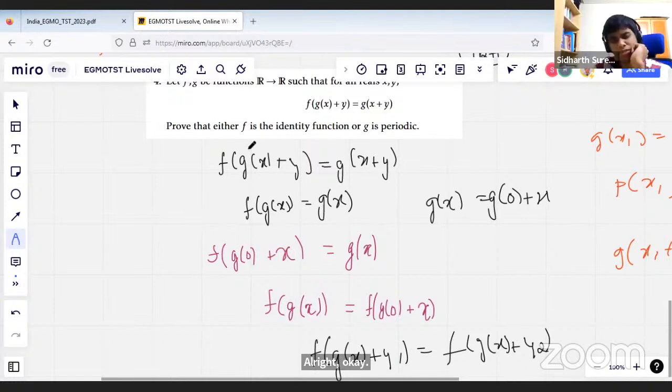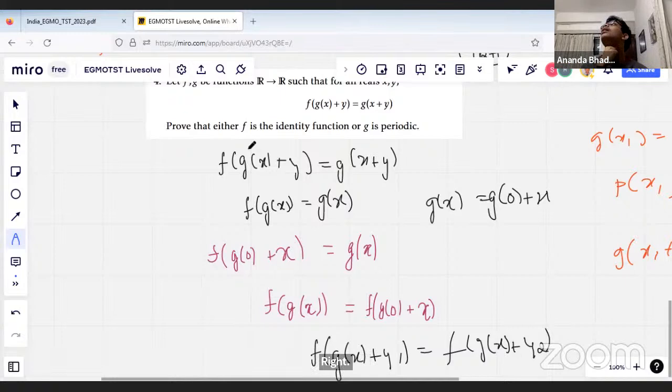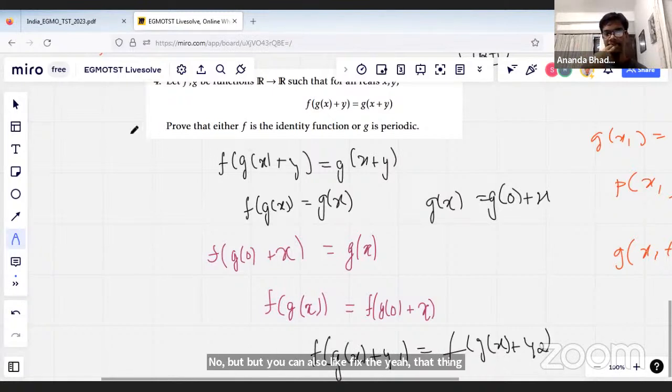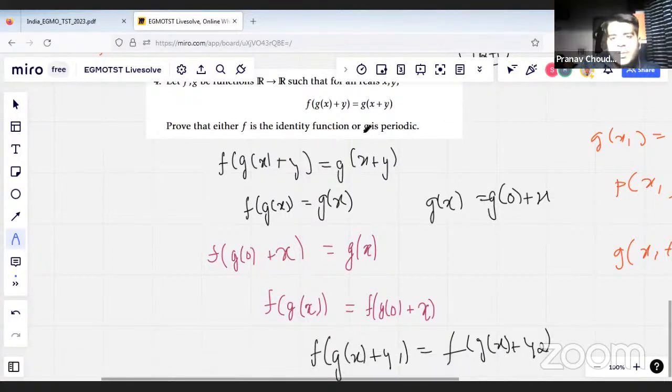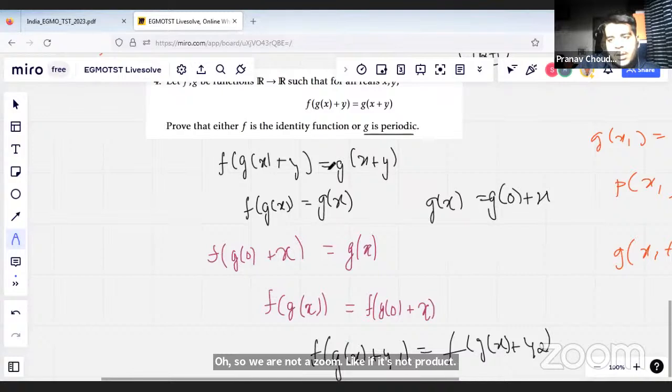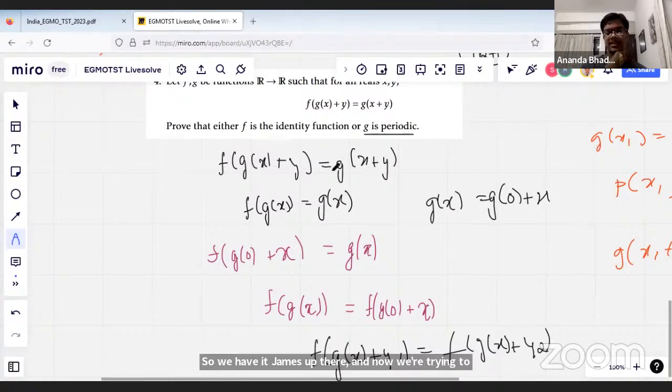The image of G is a subset of the image of F, right? Right. Or actually, you can also fix the Y. Yeah, that thing. Oh, so we are not assuming G to be periodic, right? If it's not periodic, we have G injective, and now we're trying to show it's surjective, right? No, we are not trying to show that.